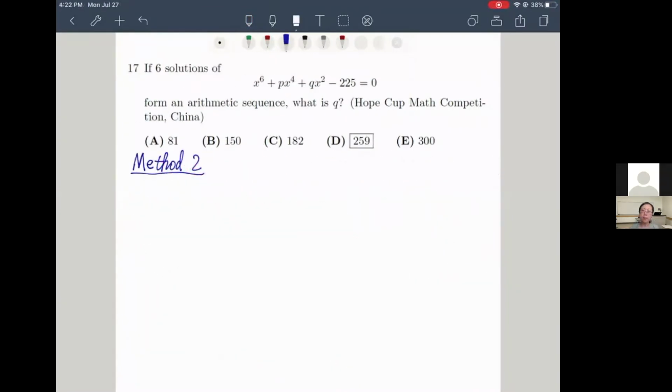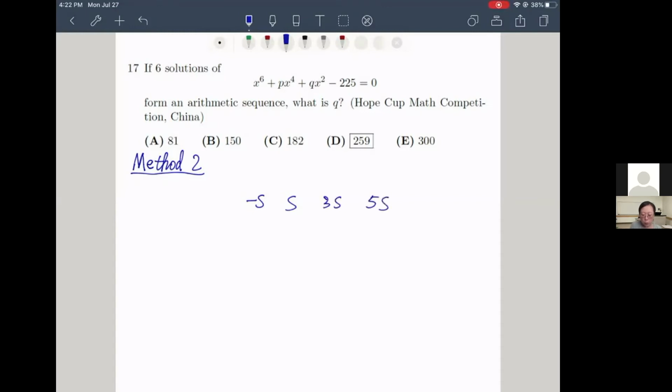In the previous method, we used the two variables A and D to denote the arithmetic sequence. Note that this polynomial function only has even powers, which means that if we have 3 as a root, then negative 3 must also be a root. So let S be the root with the smallest absolute value. Then negative S must also be a root, right? So the difference is 2S, which means that the next one should be 3S, and then the next one is 5S.